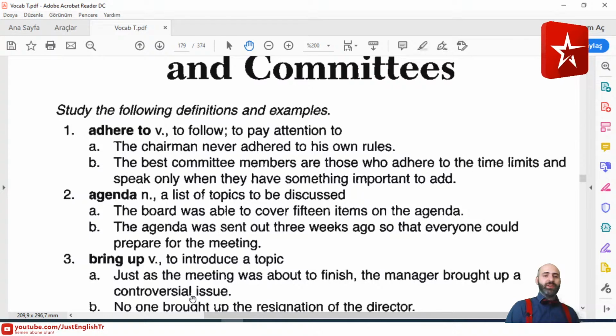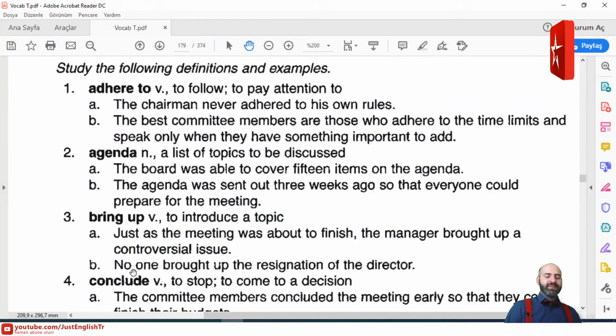So controversial issue, it means an issue which can have different outcomes. Like some people will agree on this issue, some people will disagree with this issue. So it will not be 100% favorable for everyone. Sentence B says, no one brought up the resignation of the director. So nobody talked about the resignation of the director.